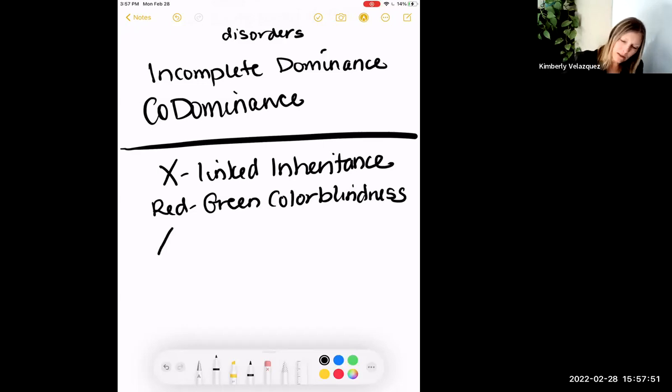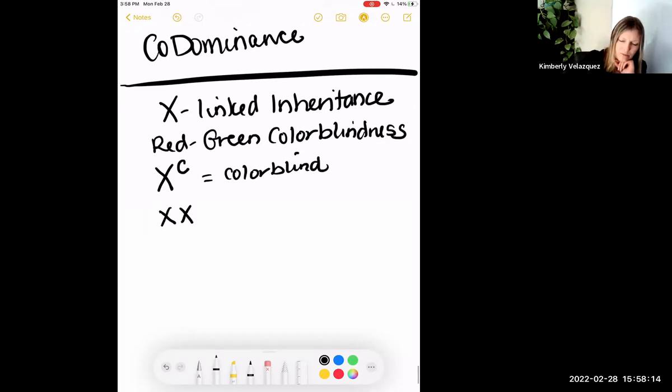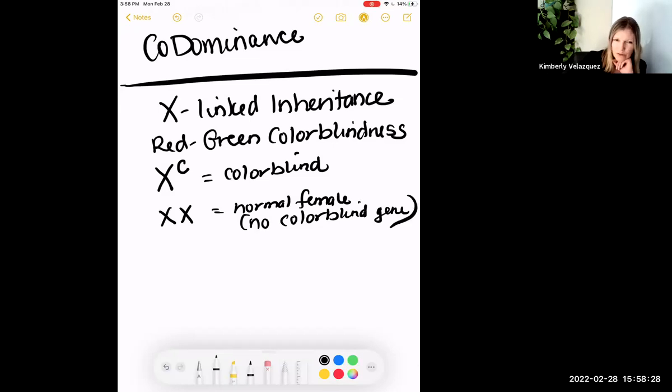The way I'm going to show an X that has the colorblind gene is I'm going to do a superscript C. This is going to be colorblind. It's not on the Y, so it's only on the X. Here are the possibles. This would be a normal female, meaning no colorblind gene. Both the X's are normal. They don't have a bad gene for colorblindness.